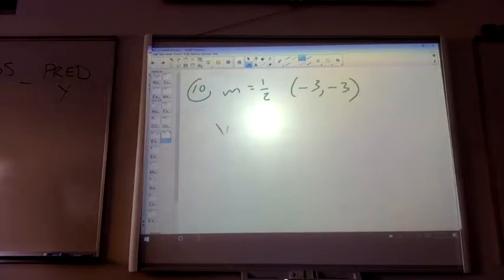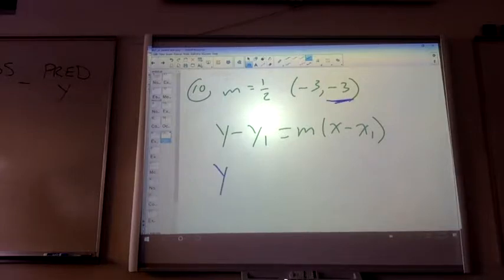All right. So point slope form is this. So let's see. Put it in point slope form. All right. So y, that's y1, half x, that's x1. Done.